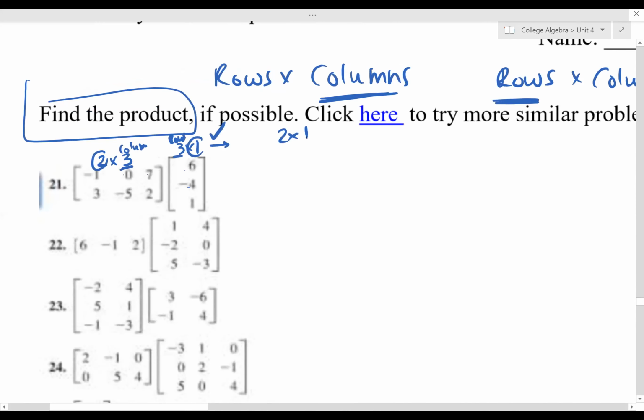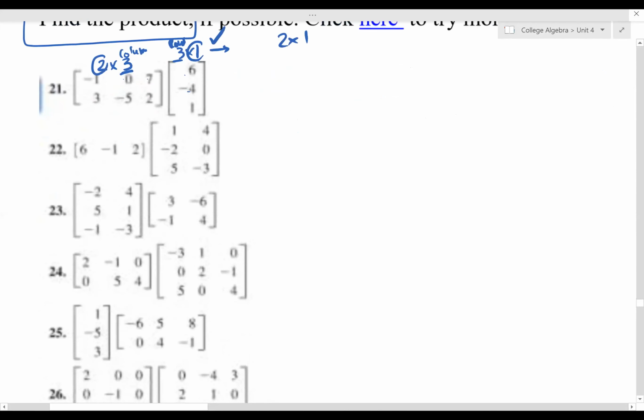So it's like the inside dimensions cancel and the first number, last number go together, and that's going to give you the dimensions of your new matrix. I'll go back and solve that, but let's go ahead and look at some of these other ones. Like 23, we have a 3 row by 2 column and a 2 row by 2 column. So since those inside numbers match, we can do it, and the answer is going to be a 3 by 2 matrix. So that one's one we can do as well.